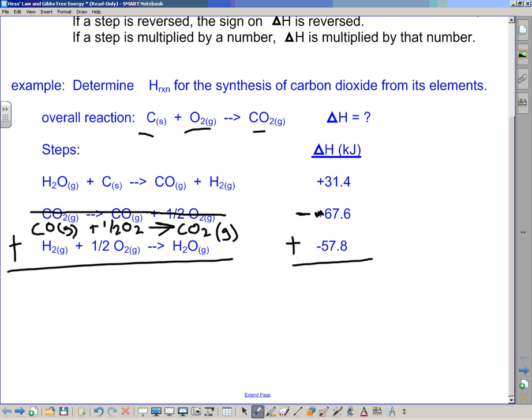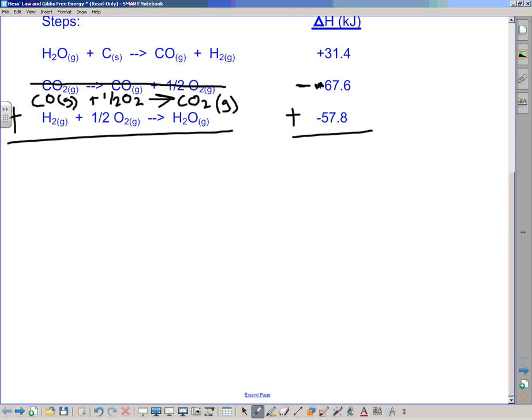So now we're ready to add the 3 steps together. You remember redox from way back when, January, December. One of the last steps in redox was to add the half reactions together and cancel like terms. We're going to do the exact same thing here. Add these 3 steps together, make one large reaction, and then cancel things that show up on both sides. And here's what it'll end up looking like.